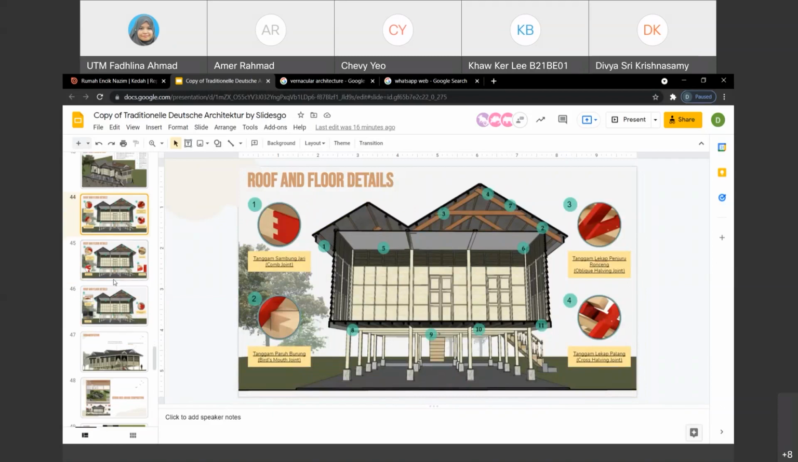You can see number one here at the fascia board. That's called tanggam sambung jari, or in English we call it comb joint, that connects between two fascia boards.